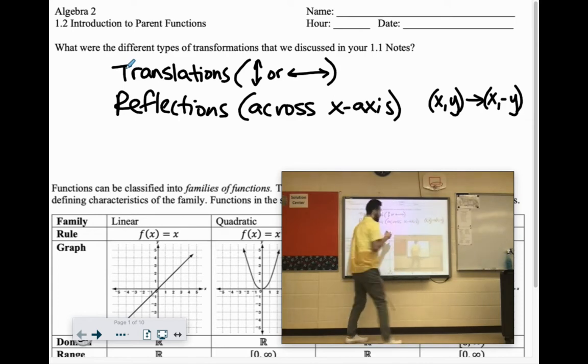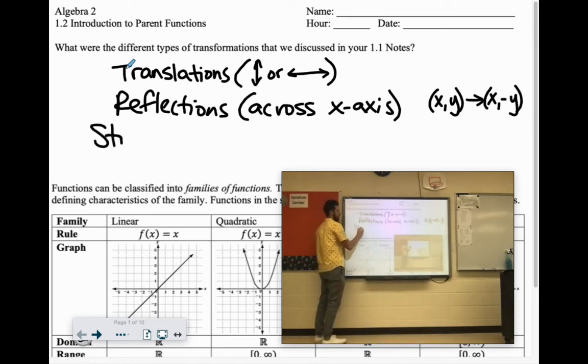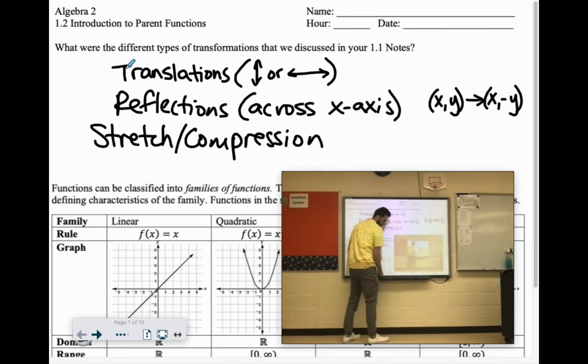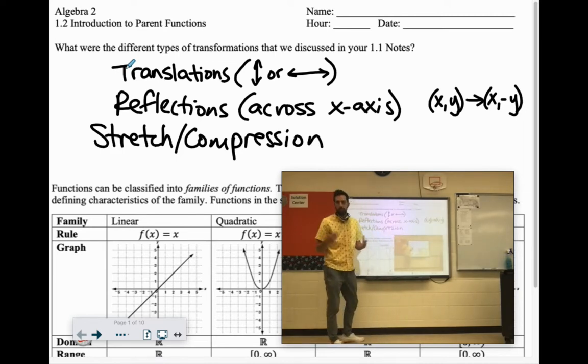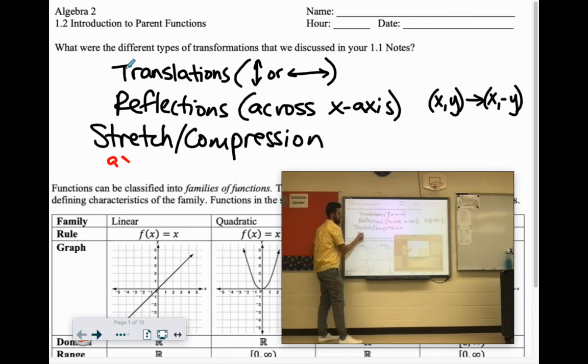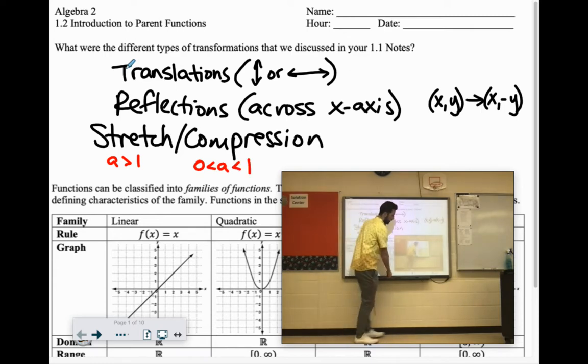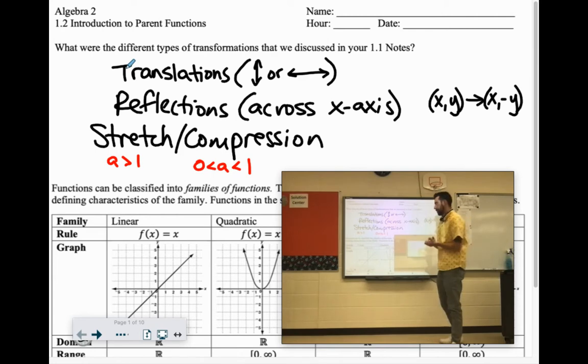And then the other thing was the stretch and compression. So this is indicated by the number in front of the x. If it was a stretch, that number was greater than 1, right? So it might say like y equals 4x, and that would be 4 times as steep. And then compression is when that number in front of the x is between 0 and 1. So that smushes your graph vertically. All right.